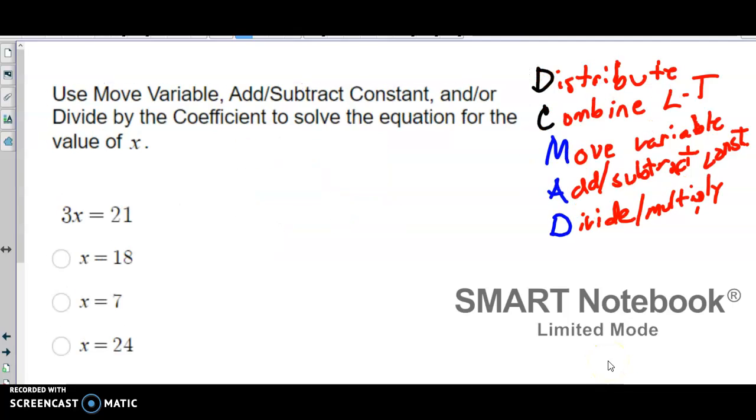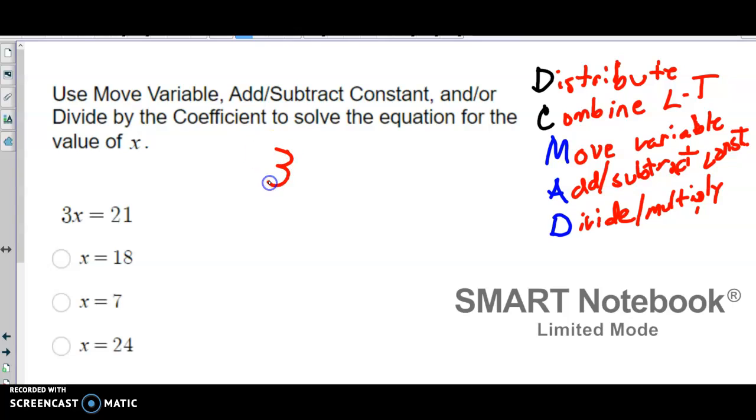Okay, now we're going to do the last step, which is the divide and multiply. Now, sometimes you will have to multiply. It's just going to be based on how the final problem is set up. In this case, we are doing the divide part. So once we've already moved the variables on the left, we've already added and subtracted the constants. Constants are on the right.